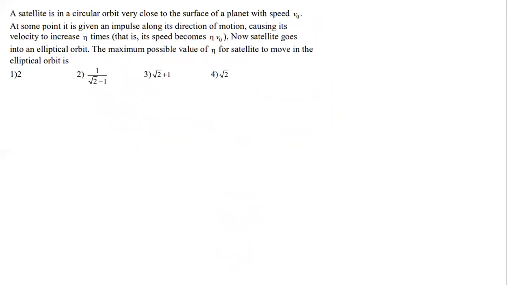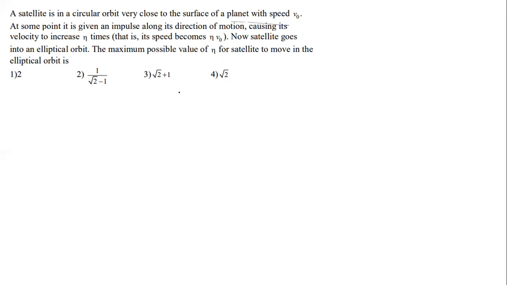A satellite in a circular orbit very close to the surface of the planet with a speed v naught. At some point, it is given an impulse along its direction of motion, causing its velocity to increase eta times. That is, its speed becomes eta v naught. Now the satellite goes into an elliptical orbit. The maximum possible value of eta for the satellite to move in the elliptical orbit, what is that? V naught, they are saying, is the speed very close to the orbital velocity.